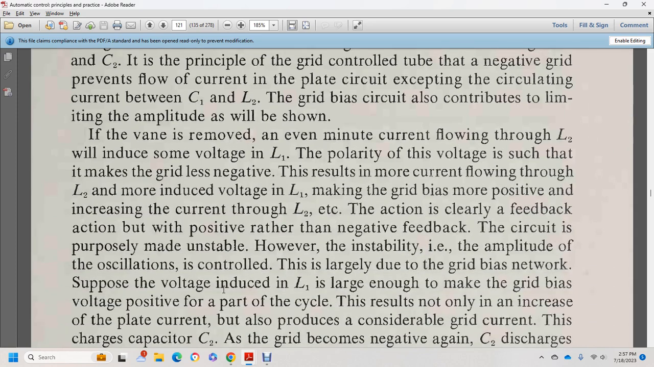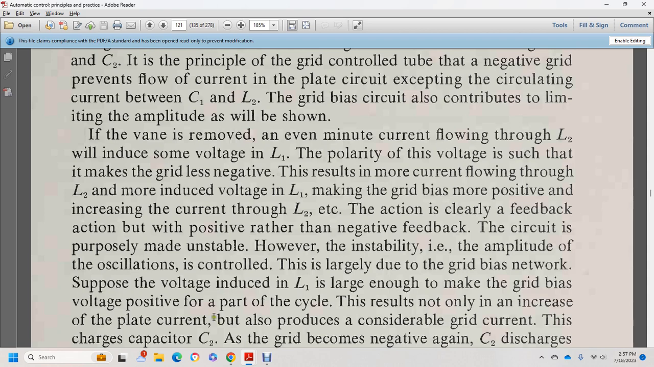If the vane is removed, every minute current flowing through inductor 2 induces some voltage in inductor 1. The polarity of the voltage is such that it makes the grid less negative, with the result of more current flowing through inductor 2 and more induced voltage in inductor 1, making the grid bias more positive, which increases the current through inductor 2, and so on. The action is clearly feedback, positive rather than negative feedback.